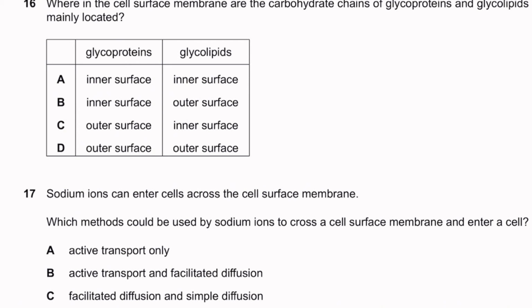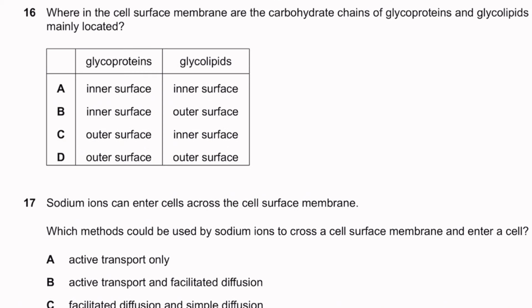Where in the cell surface membrane are the carbohydrate chains of glycoproteins and glycolipids mainly located? Okay, glycoproteins and glycolipids, where are they mainly located? They're mainly located on the outer surface because they mainly act as receptors, as adherence molecules. They help cells to attach to each other. They act as antigens. So they're mainly located on the outer surface.